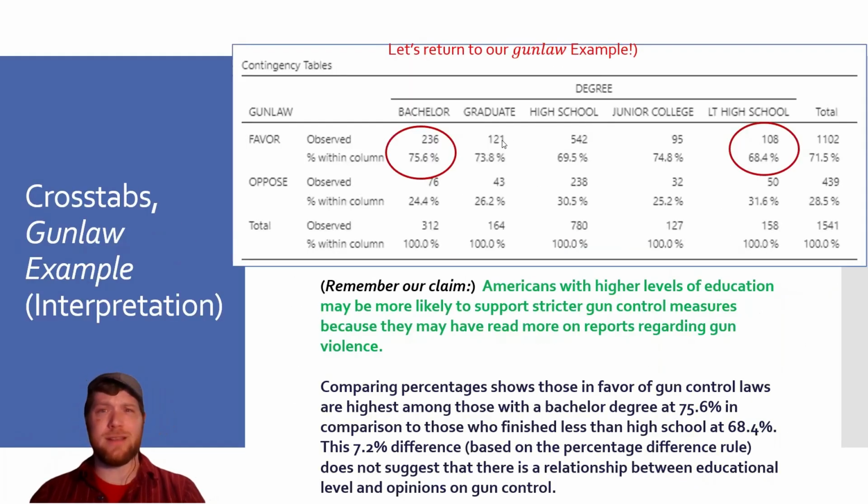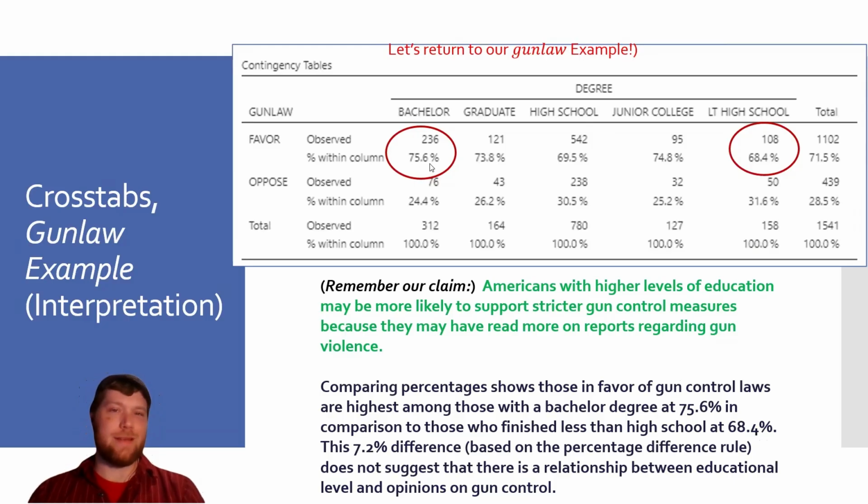So let's go to our gun law example to see this in motion. Let's try it again. The highest one out of all of them was the bachelor's degree, 75.6%. The lowest in favor of gun control laws was less than high school, 68.4%. Now, our claim was that maybe higher levels of education were more likely to support stricter gun laws. All I'm trying to do is find some relationship. Well, if I look at the difference, 75.6 minus 68.4, that's only a 7.2% difference.